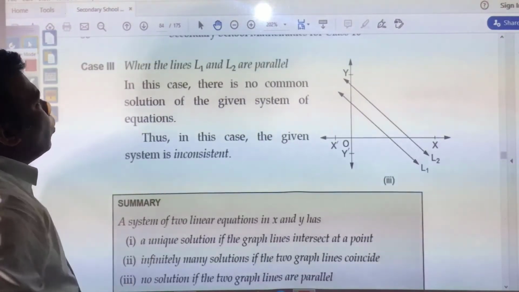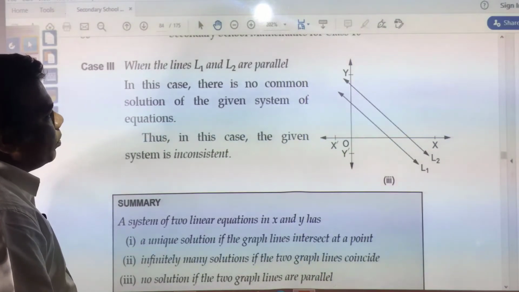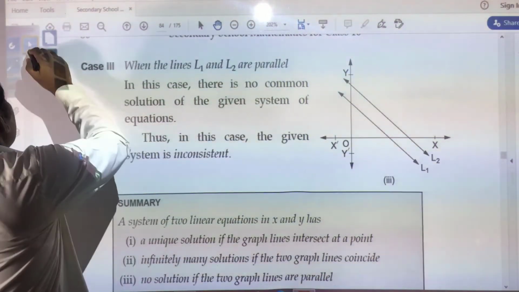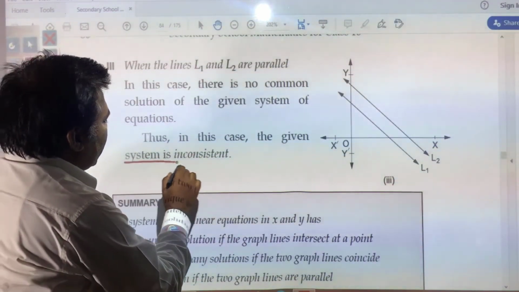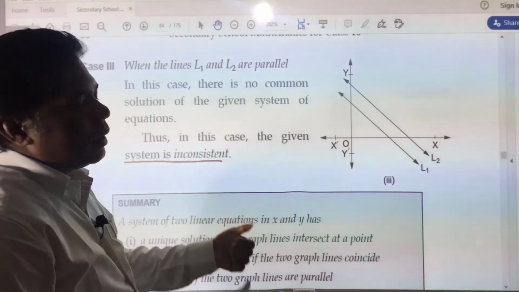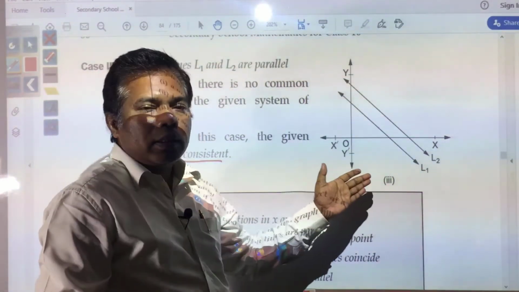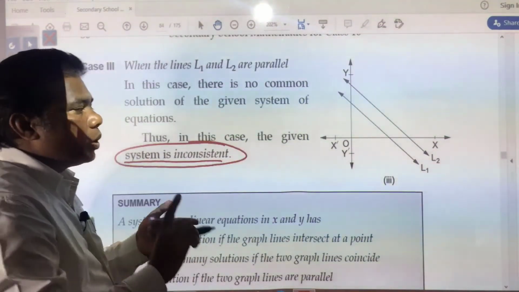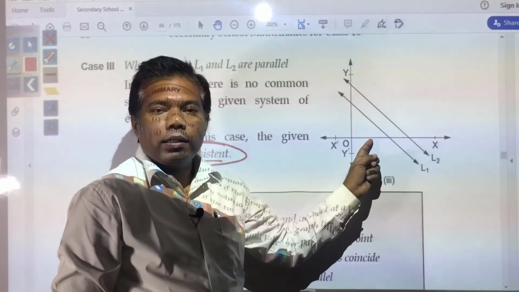Third is, when the lines L1 and L2 are parallel, in this case there is no common solution of the given system of equations. Thus, in this case the given system is inconsistent. So, this system of linear equations will have no solution and that is why it is inconsistent. So, when graphically representing your equations, when your answer is inconsistent and you have no solution, then your lines will be parallel like this.